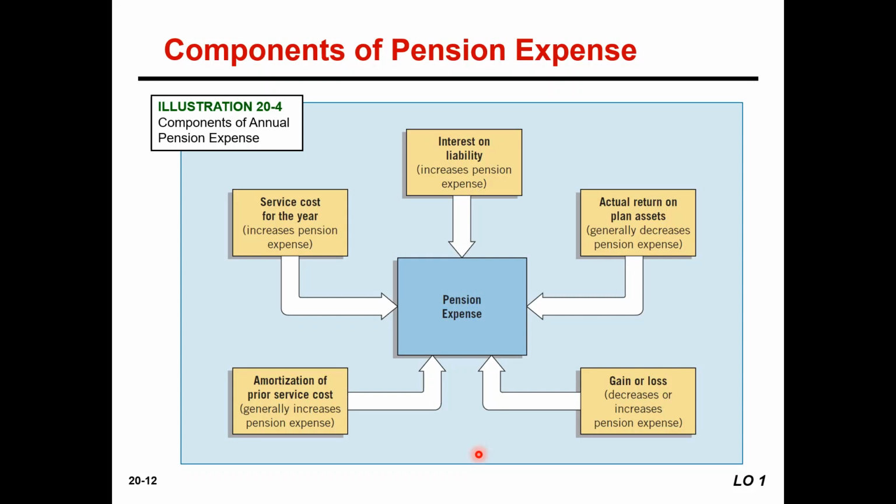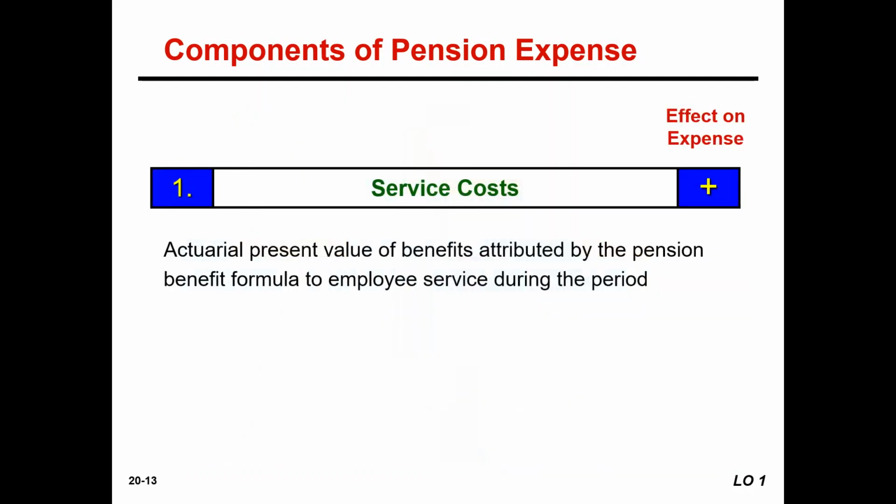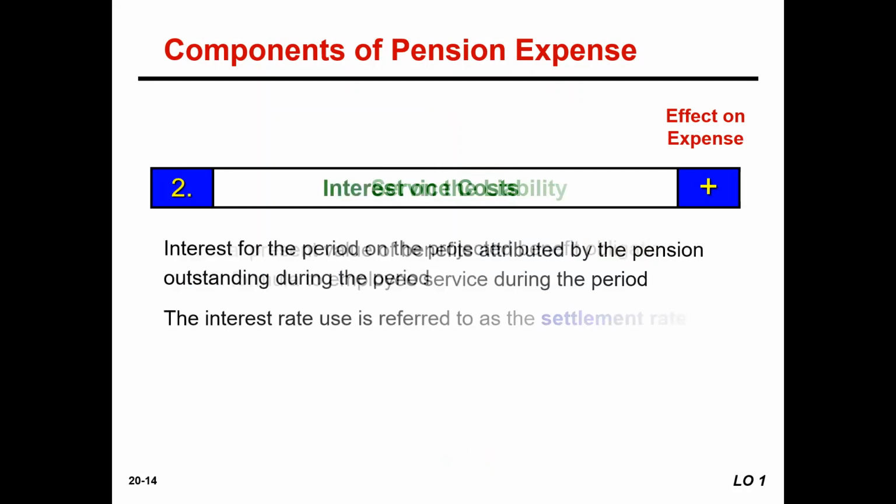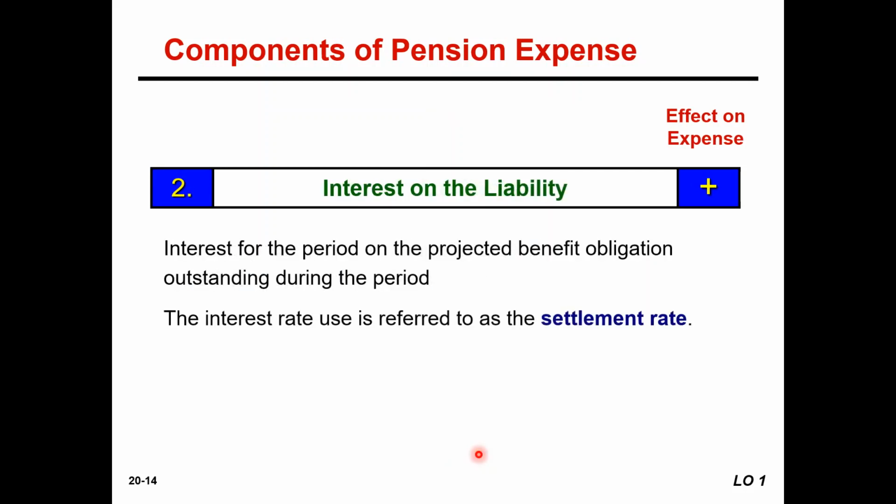These are the components of pension expense. You have service costs for the year, interest on liability, actual return on plan assets, gain or losses, and amortization of prior service costs. So looking at service costs, actuarial present value of benefits attributed by the pension benefit formula to employee service during the period, and the effect is an increase on the expense. Interest on the liability is also an increase. Interest for the period on a projected benefit obligation outstanding during the period. The interest rate is referred to as a settlement rate.